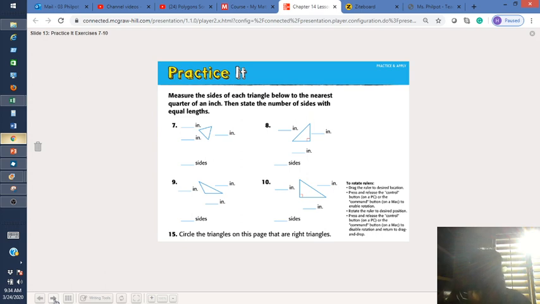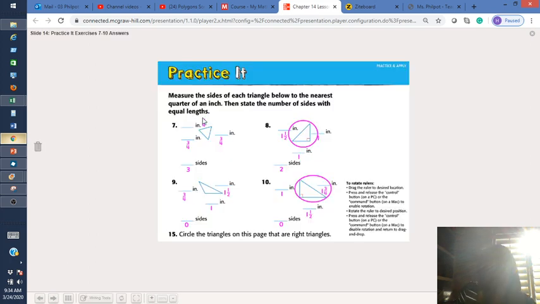You are going to be working on your practice it pages and your apply it pages. Now, here again, it's going to be asking you to measure. So it'll be really helpful if you can find a measuring tool, measure these, and answer the questions on the next two pages. Go ahead and pause the video and go ahead and get that done. Okay.